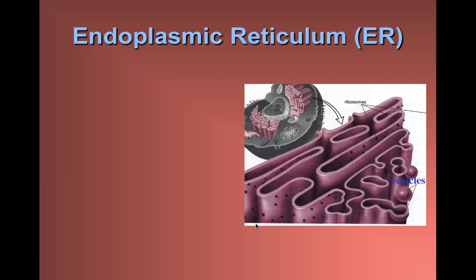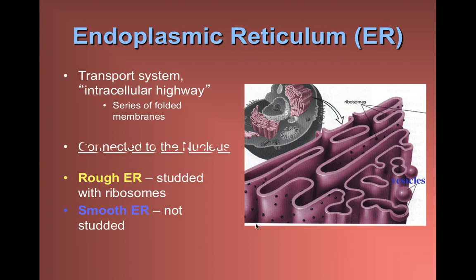Endoplasmic reticulum. It's a transport system. It's an intracellular highway. It's a series of folded membranes. A lot of chemical reactions will occur inside of our endoplasmic reticulum. It's connected to the nucleus. You're always going to find it right next to or surrounding the nucleus.